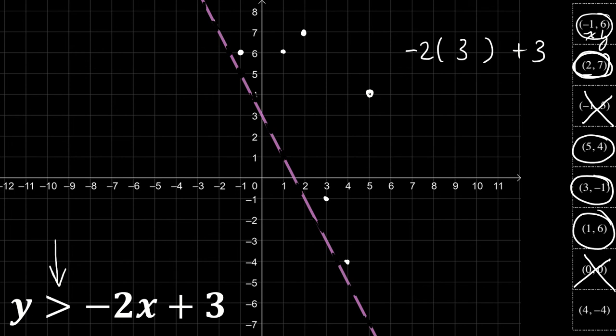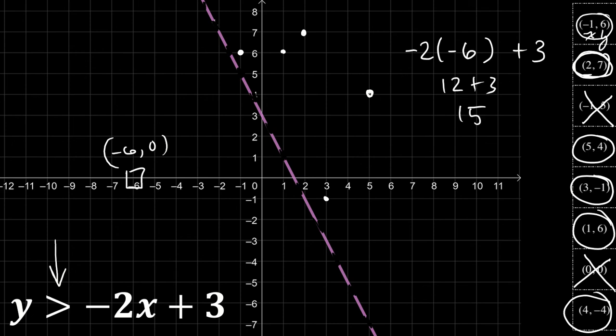So it turns out that almost all the points I had in this list were solutions. And all the other points on the other side would not be solutions. So if I was to pick this point, for example, -6, 0, and plug that in, if x is -6, this becomes the number 12. 12 plus 3 is the number 15.